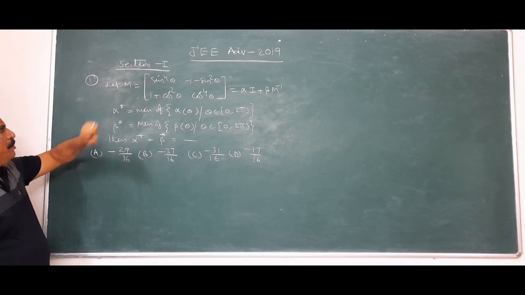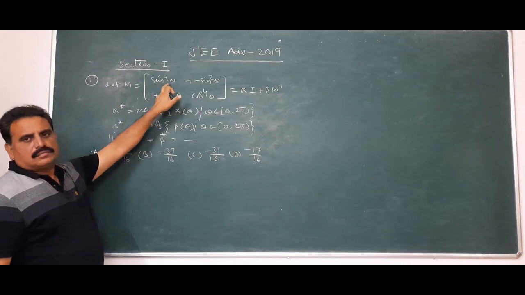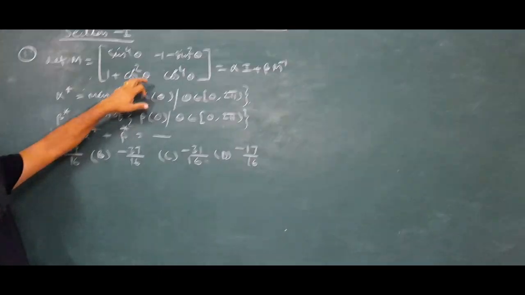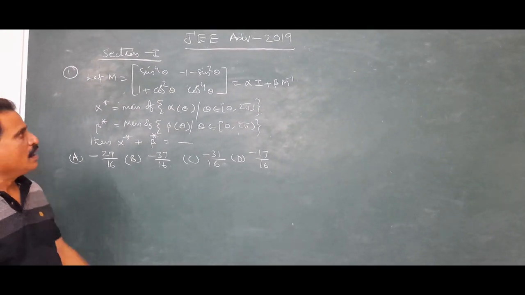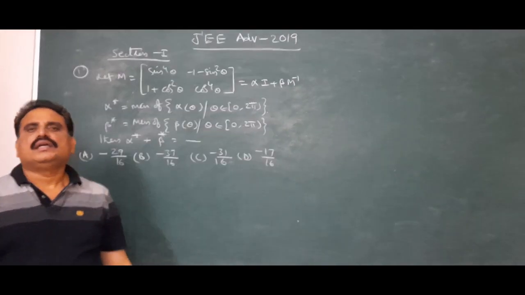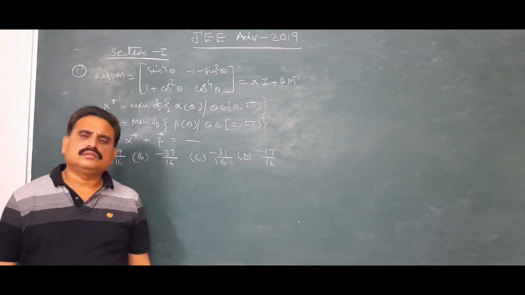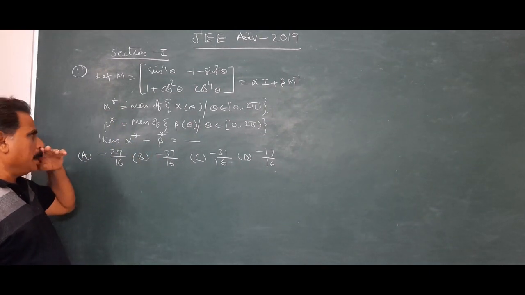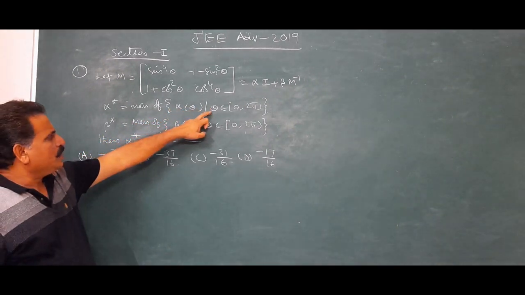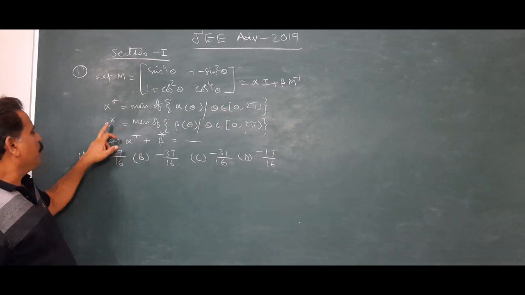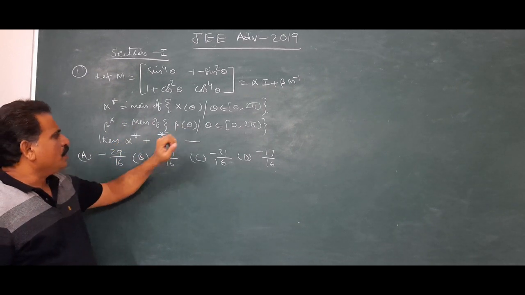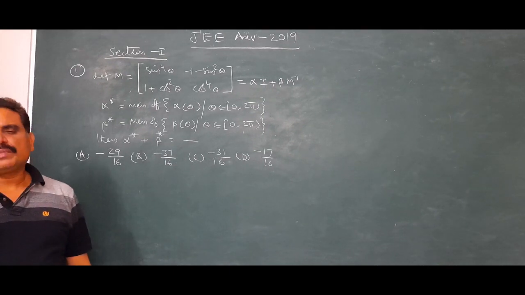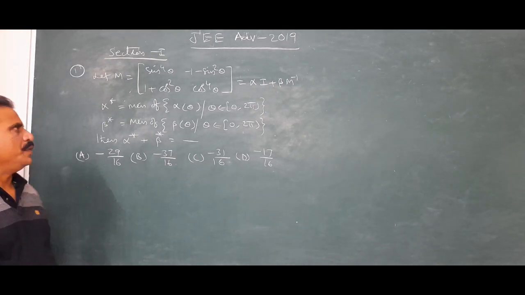Okay. Let M equal the 2 by 2 matrix [sin⁴θ, −1 − sin²θ; 1 + cos²θ, cos⁴θ], that is given as αI + βM⁻¹. Alpha and beta are functions of theta. Alpha star equals the minimum of α(θ), θ belongs to 0 to 2π. Beta star is the minimum of β(θ), θ belongs to 0 to 2π. Then we have to find the value of α* + β*.